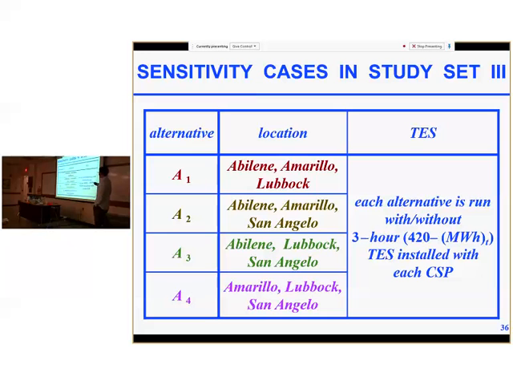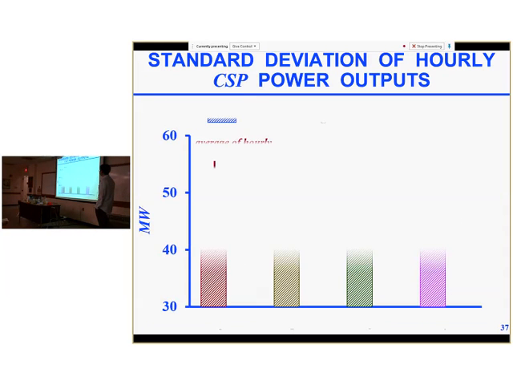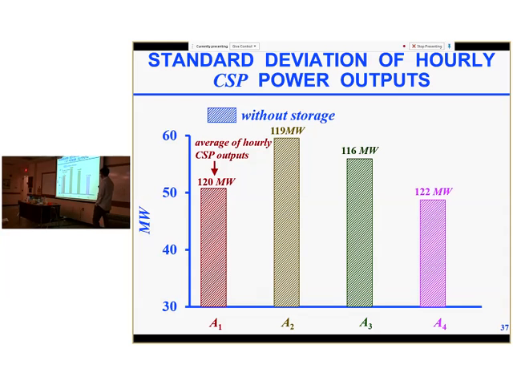We have 4 alternatives here, and each alternative is run with or without 3-hour thermal energy storage with each CSP. Here we can see alternative 4 has the smallest standard deviation of the hourly CSP output, but it's still very high. The total capacity is 180 megawatt, but the standard deviation is around 50. So it's still very high.